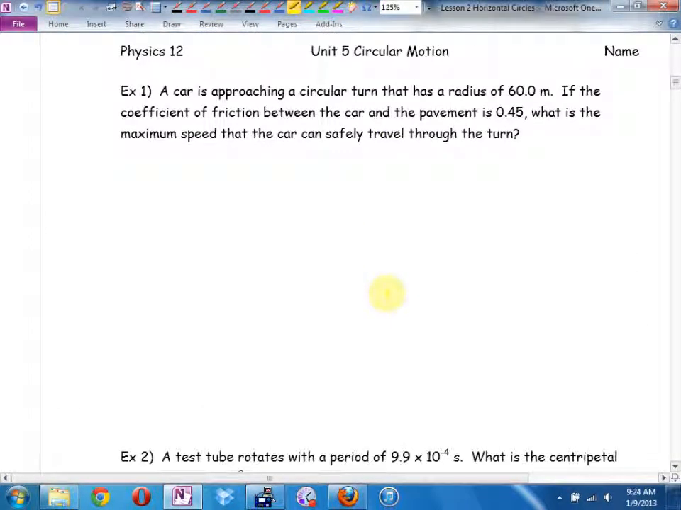A car is approaching a circular turn that has a radius of 60 meters. The coefficient of friction between the car and the pavement is 0.45. What is the maximum speed that the car can safely travel through the turn? This is a job for a free body diagram. I'm going to do top view and then leave a space, and I'm going to do side view because we're getting a little three-dimensional-ish here.